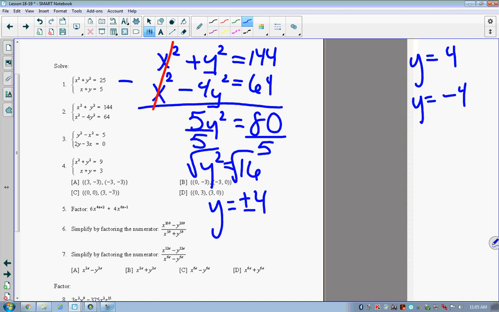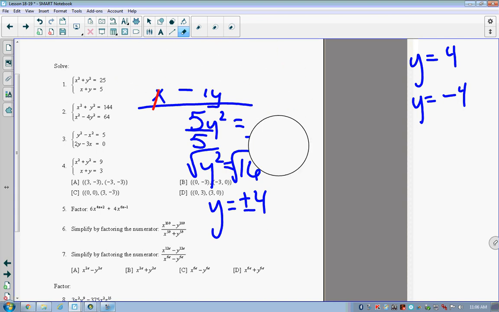Okay? Now you're going to say, well, why don't we have 4 solutions, right? Why don't I have 4 y's? Because for my y equals 4, there's a positive and a negative x. Okay? For my y equals negative 4, there's a positive and negative x. Okay? So there's more than just one x for each of those y's. Okay? So we have this.